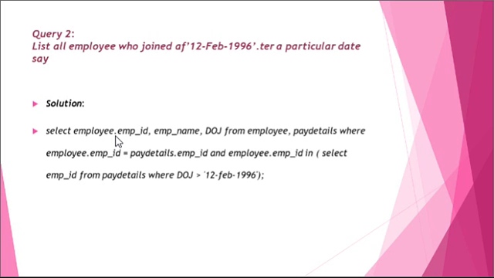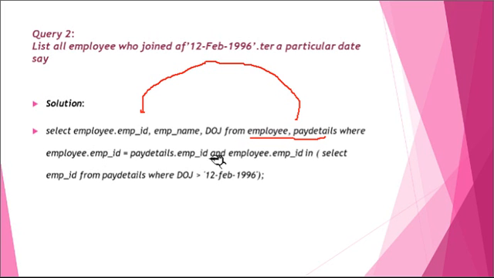So I have written: select employee.employee ID, employee name, date of joining from employee, comma, pay details. From these two tables I have to fetch my data, employee and pay detail. By this I will get all these columns, where now I have to put the equality condition, that is employee.employee ID is equal to pay detail.employee ID.